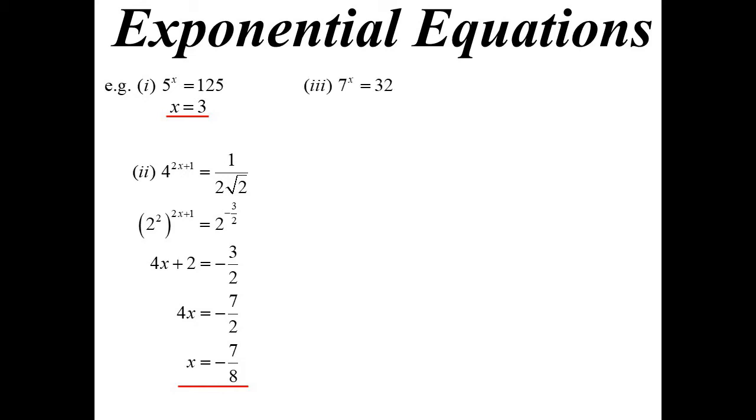But then we get something like this: 7 to the power of x is 32. 7 to the power of what is 32? Oh, no idea. So that's where we change it into a log. So we're now saying x equals the log of 32 base 7. Well, okay, it's an answer. But how on earth do I do that on my calculator?